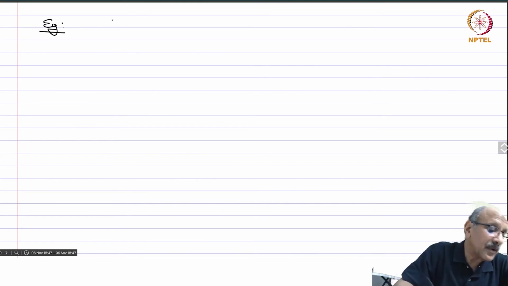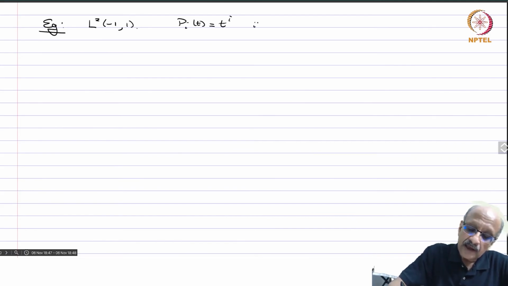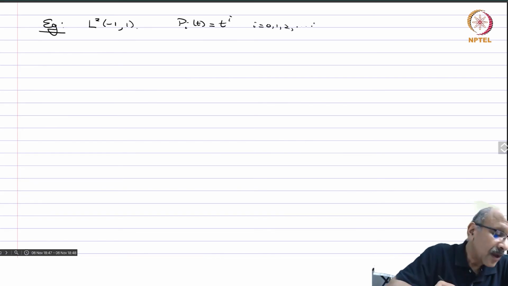So let us take the space L2 of -1, 1. And let us take p_i of t equal to t to the power i, for i equals 0, 1, 2, etc. So we want to construct the q's. So what is p naught?